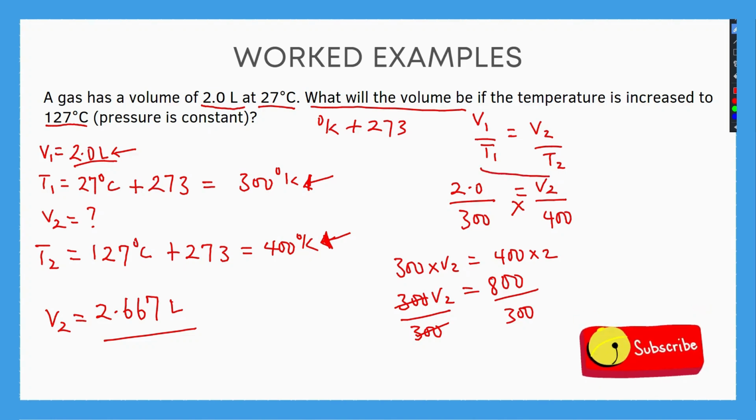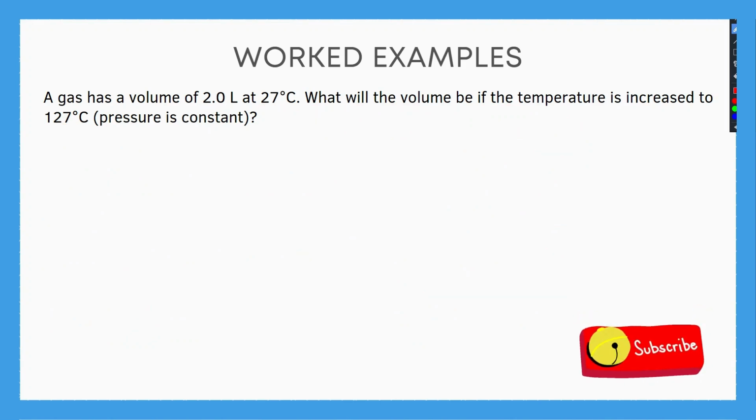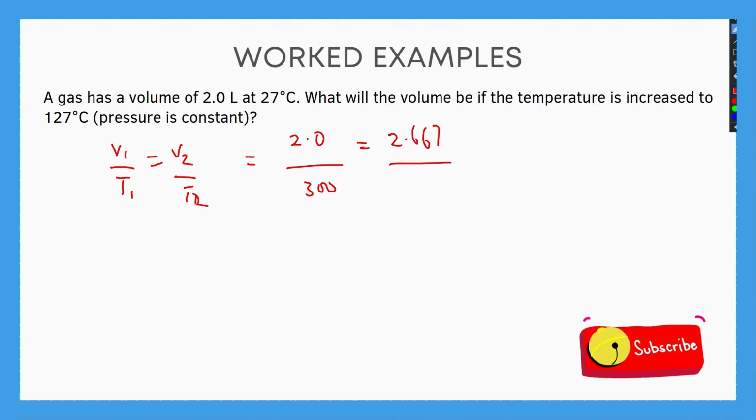We'll simply input our variables into this formula over here. And if the left side of the equation is equal to the right side, it means that we solved this question correctly. So let's do that very quickly. For V1 over T1 being equal to V2 over T2, V1 is equal to 2.0 and T1 is equal to 300. V2 is equal to 2.667 and T2 is equal to 400.